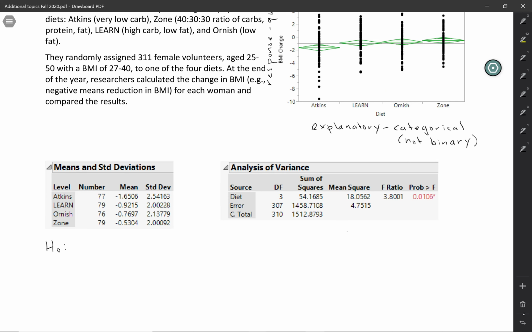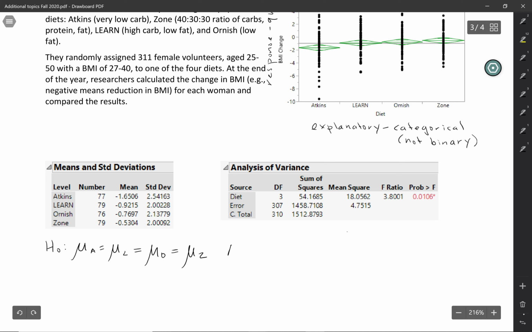So our response variable is quantitative, and we're trying to compare the means for each of these diets. So we're going to state our hypotheses in terms of mu. The null hypothesis will be that mu is the same for all of these groups. We always have equal signs in our null hypothesis. So the mean for Atkins is equal to the mean for, let's see, what's next? I'll go in alphabetical order since that's how they are in the graph. Learn is equal to the mean for Ornish is equal to the mean for Zone.